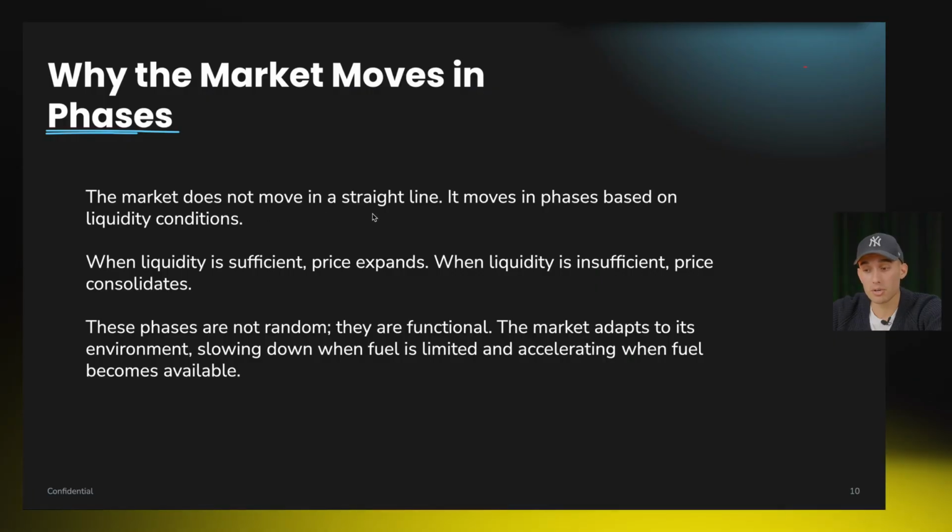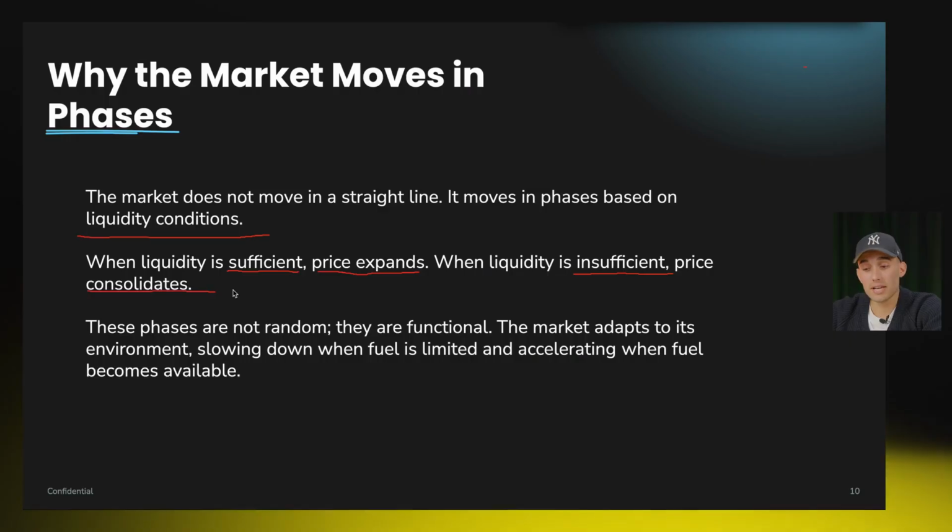And again, we use it as phases, you can call it. But the market does not move in a straight line. It moves in phases based on liquidity conditions. When liquidity is sufficient, very important, price expands. When liquidity is insufficient, price consolidates or ranges. If you have a little bit of a background coming from liquidity, you'll understand this. You'll notice that this happens a lot of the time. These phases are not random, they are functional. The market adapts to its environment, slowing down when fuel is limited and accelerating when fuel becomes available.